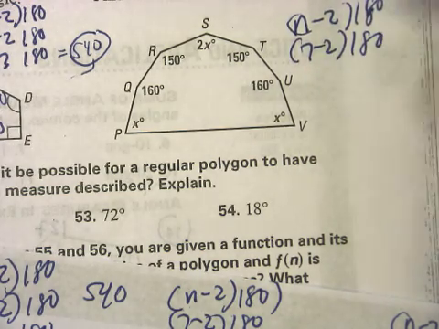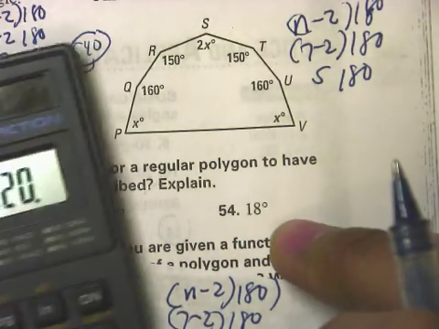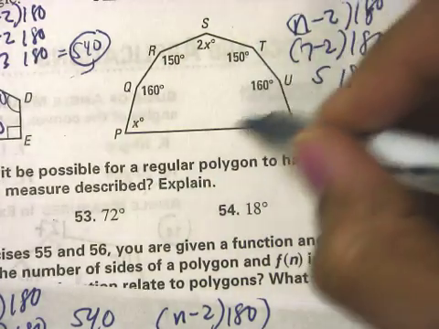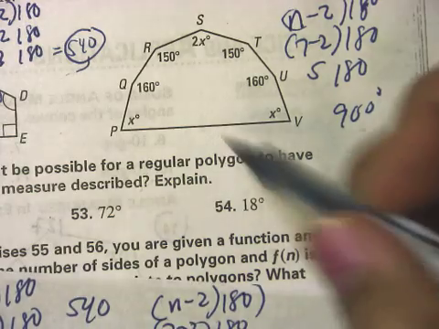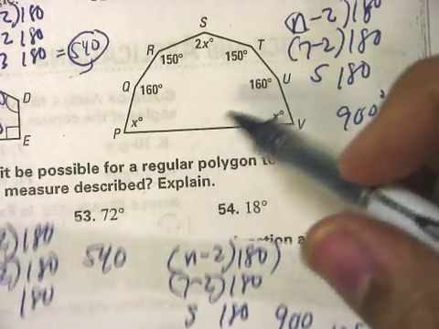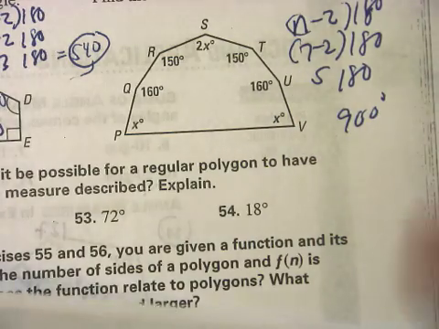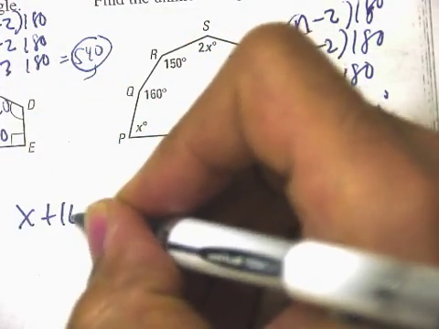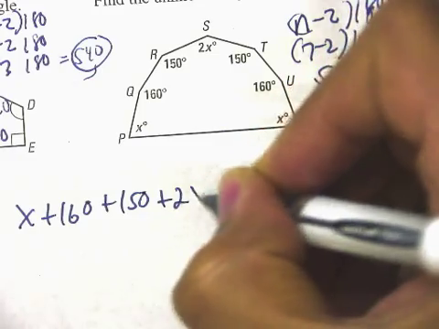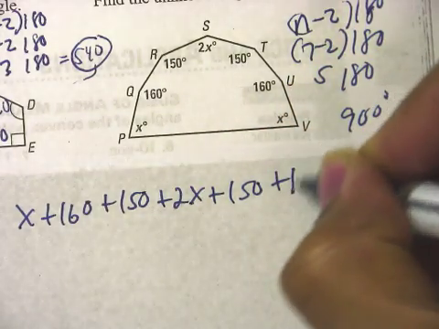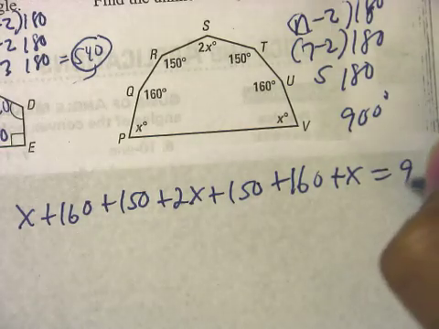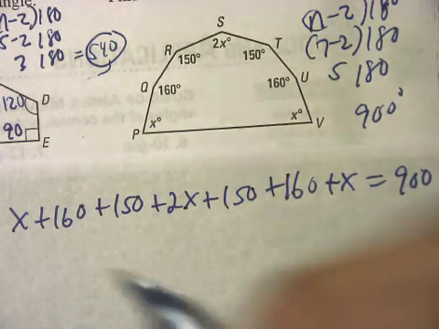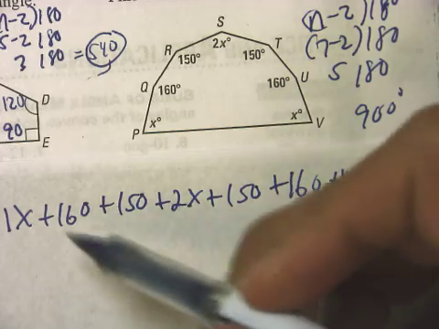And if I want to find out how many degrees there are in here, well, all I have to do is n minus 2 times 180, which is 7 minus 2 times 180, which is 5 times 180, and 5 times 180 is equal to 900. So I know inside this polygon here, I should have 900 degrees. But I'm looking for x. Well, I know that if I add all these things together, they should all equal 900. So let's do that. Let's add x plus 160 plus 150 plus 2x plus 150 plus 160 plus x is equal to 900.